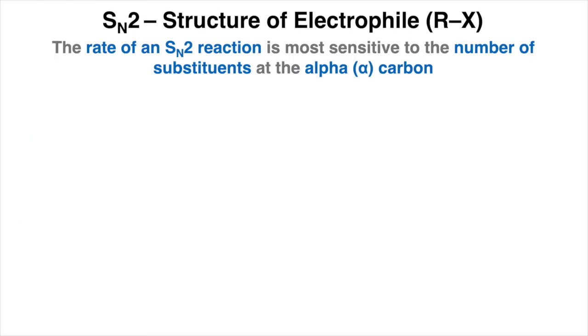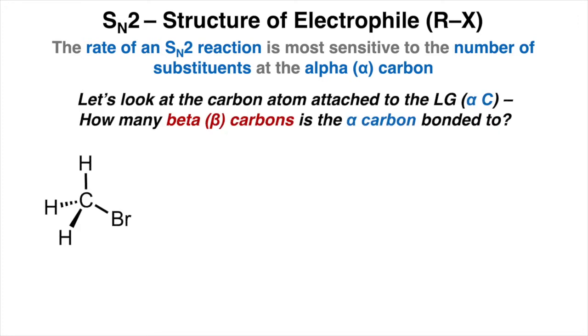Now let's talk about the structure of electrophiles. The rate of an SN2 reaction is most sensitive to the number of substituents at the alpha carbon. Let's look at the alpha carbon in the molecules below. How many beta carbons is the alpha carbon bonded to? The alpha carbon is the carbon that the leaving group, in this case bromine, is attached to.